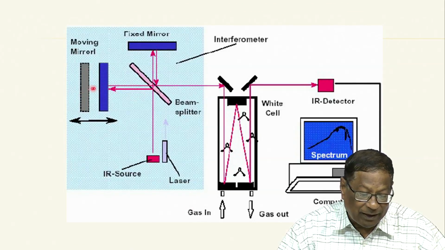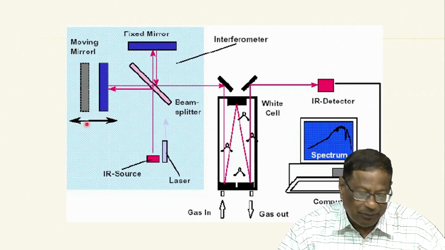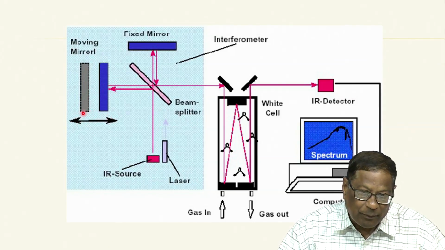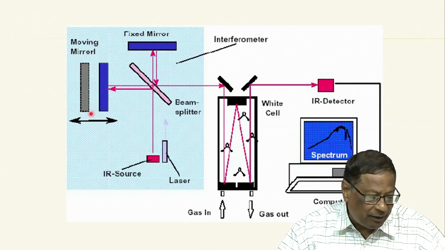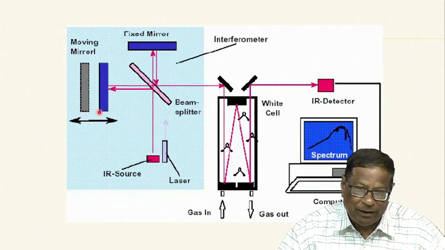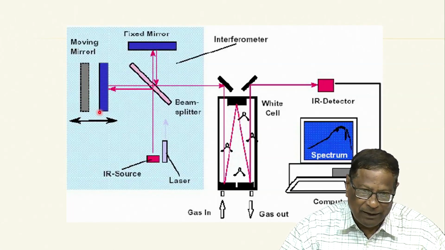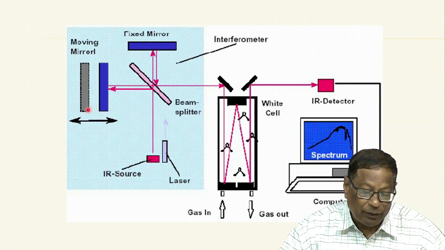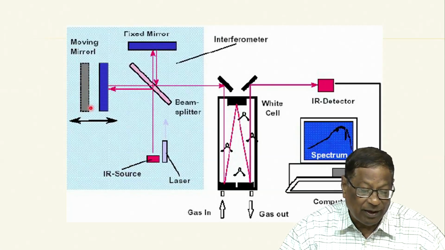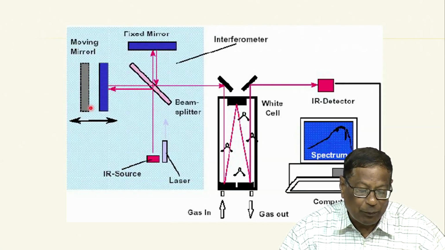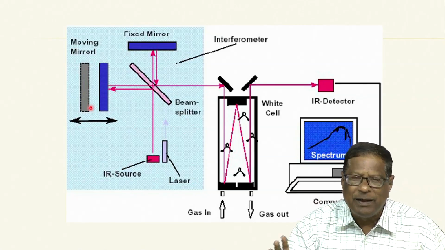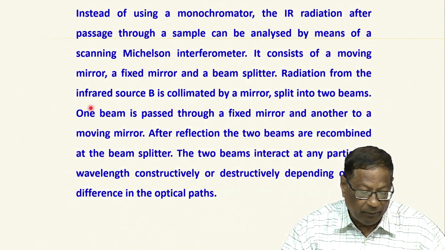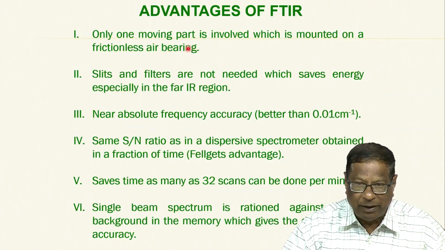This moving mirror is mounted on a frictionless bearing. That means the movement of this mirror is very smooth because it is controlled only by air movement, air bearings, and it is uniform, it is reproducible. That means the movement of the mirror is exactly controlled every time you operate an instrument. Okay. So, that is number 1.